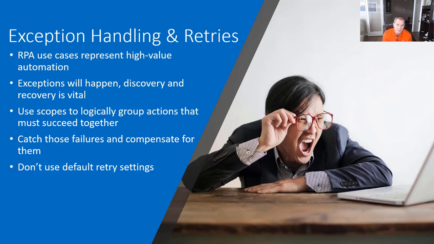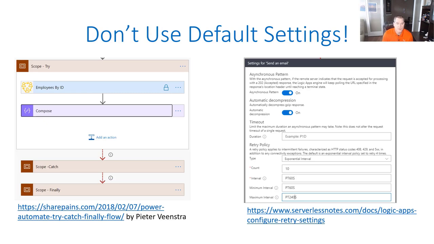And so there are some building blocks that exist inside of Power Automate that help us with this. More specifically, using scopes where we can logically group actions together that must succeed together for that unit of work to be considered successful. Now, when those components fail, we need to be able to detect that and compensate for them. And the other thing that we're going to talk about here is we don't want to use default retry settings. Those can contribute to further issues for you. Now, what does this mean?